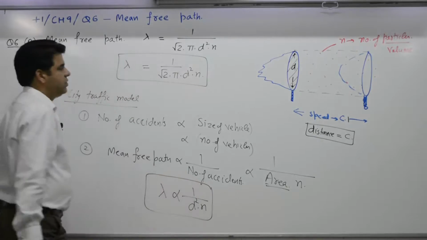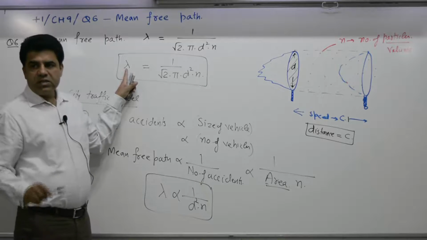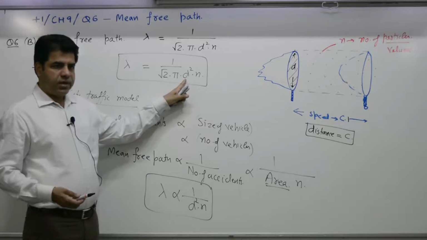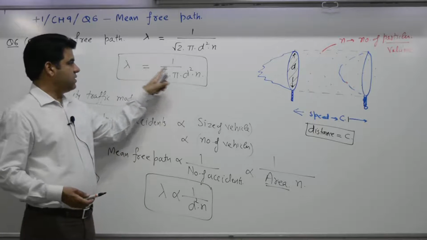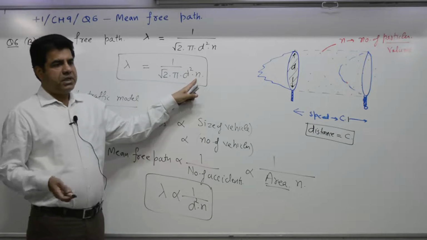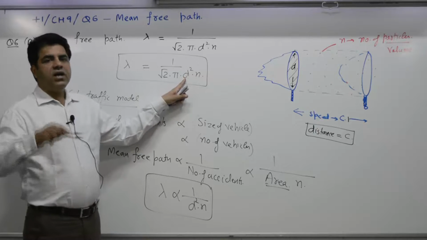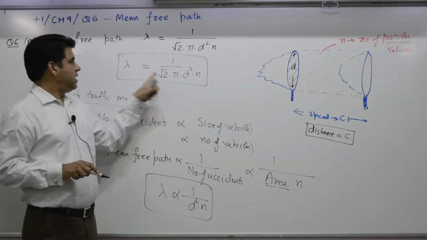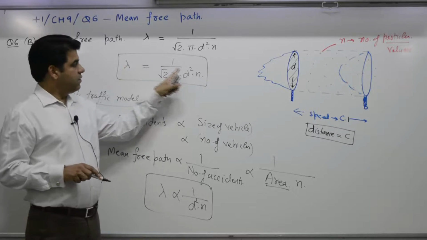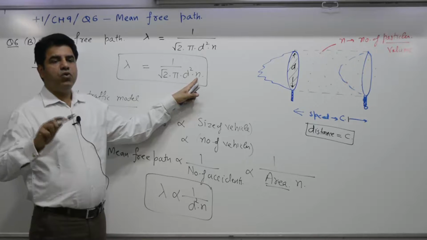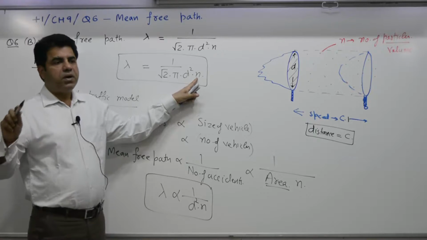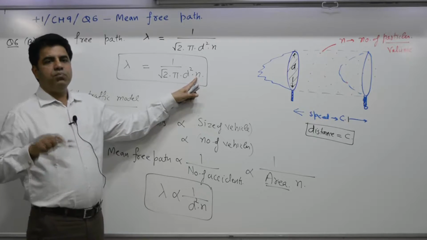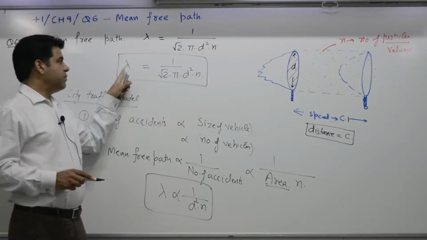For computation purpose, you need to have this proportionality relationship, that lambda is inversely proportional to d square, lambda is inversely proportional to n. Means if dia of the vehicle, size of the vehicle is large, more accidents will take place and mean free path will be less. If more number of particles, more vehicles are there per unit volume, per unit area, then n is large, more accidents will take place and mean free path will be less.